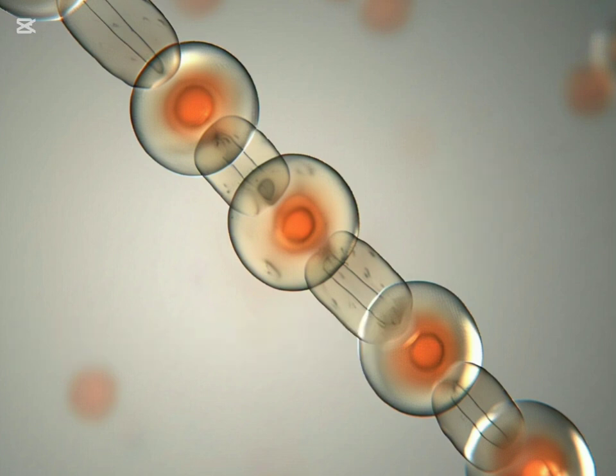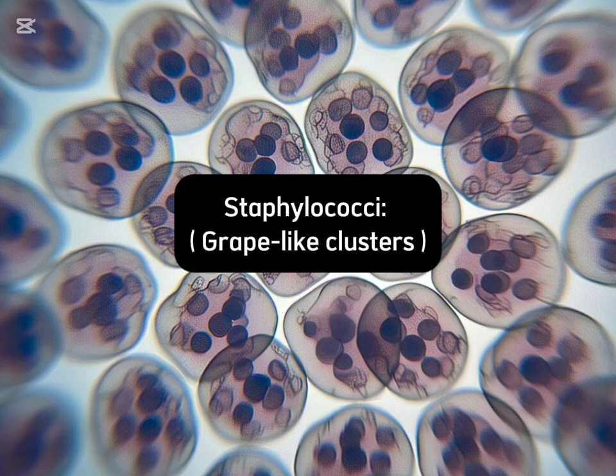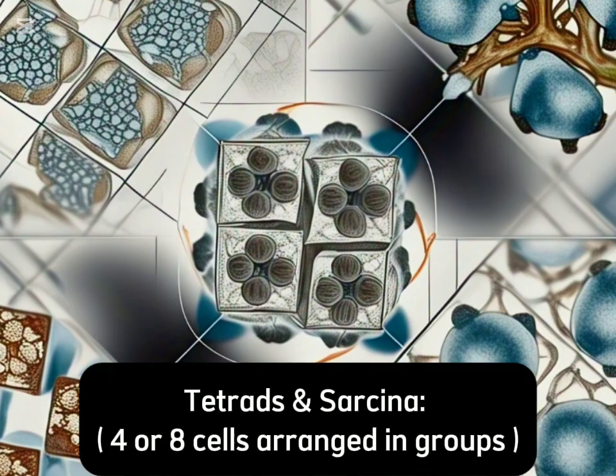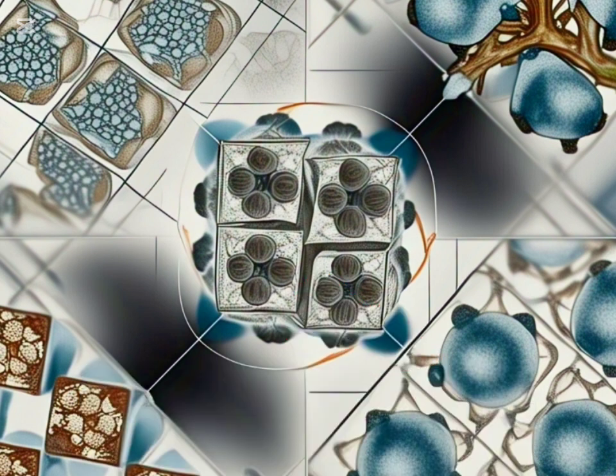Example: Streptococcus pyogenes. C. Staphylococci, clusters like grapes. Example: Staphylococcus aureus. D. Tetrads, arranged in groups of 4. E. Sarcina, form cube-like structures of 8 or more cells, like tiny dice.